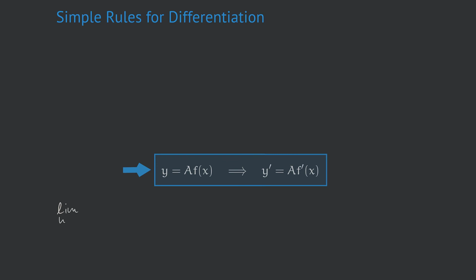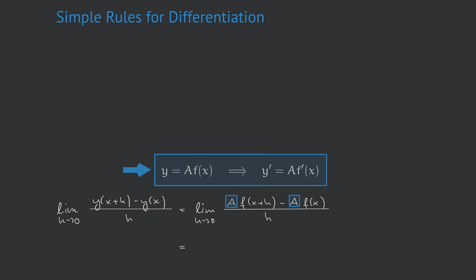So we have lim h to 0 of y of x plus h minus y of x divided by h, which is lim h to 0. And now we replace y by the definition of y, which is a times f of x plus h minus a times f of x divided by h. And now we can factor out the constant a and put it in front of the fraction. So we get lim h to 0 of a times the fraction.